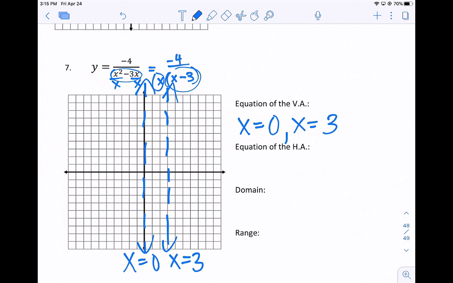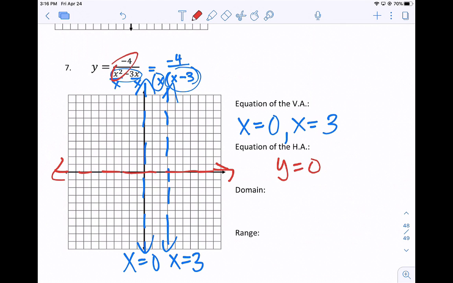All right, the horizontal, there's no holes here, nothing same on the top and bottom. The horizontal asymptote, you look for your highest power of x squared. It's on the bottom. So that would be y equals 0. So here's your horizontal asymptote at y equals 0. And then we would graph the function.